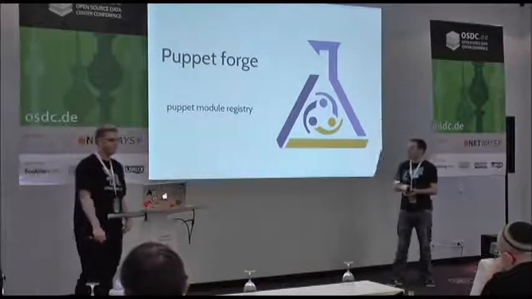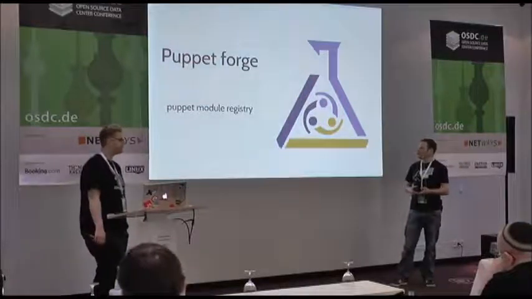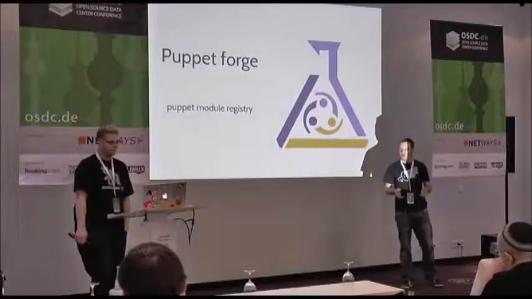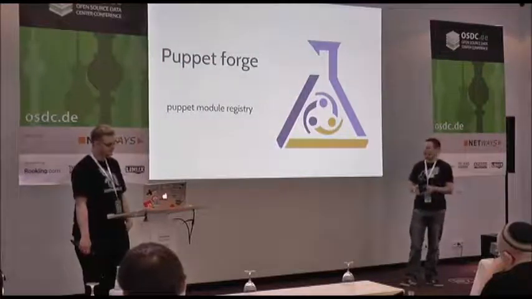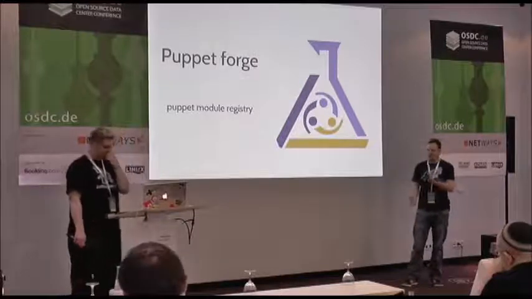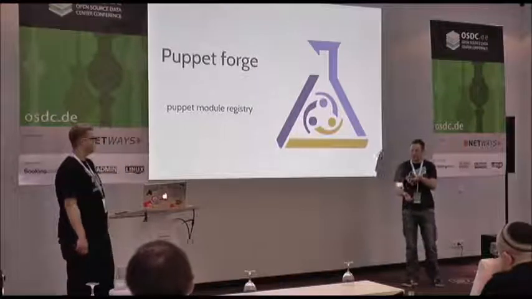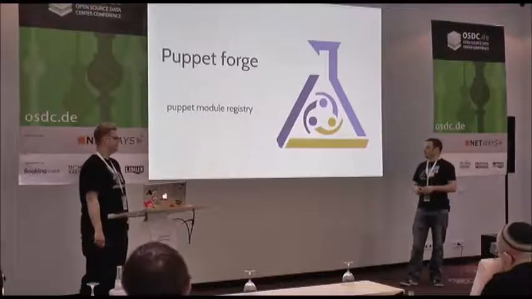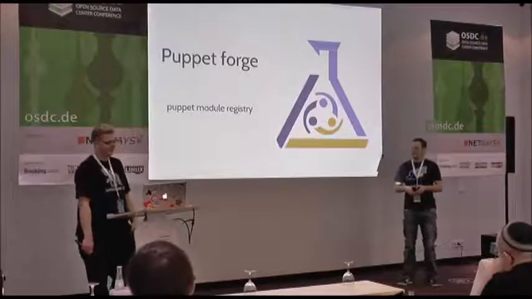We talked about open source. In the Puppet community, you have the Puppet Forge. It's like RubyGems in the Ruby world, or CPAN in the Perl world. It's a Puppet module registry. So before you implement stuff on your own, better look there because you might save some time.